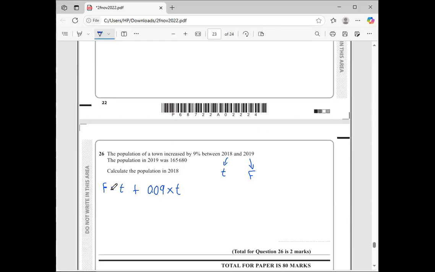So the only thing is that now we don't know what T is, but we know what F is, right? They told us that the population in 2019 was 165,680. That means this was the population after the 9% increase. So remember again, why is it a plus sign? Because we had an increase. If it was a decrease, then it would have been a minus sign, okay? But this guy would have still been on the left-hand side, and this guy would have still been on the right-hand side. Please take note of that.